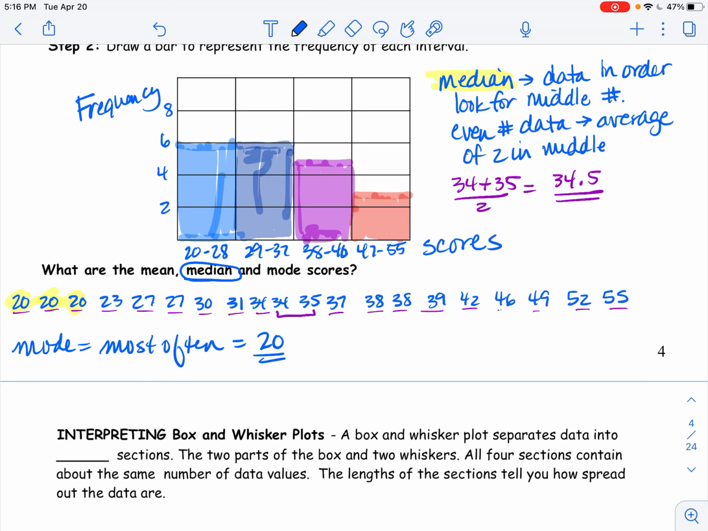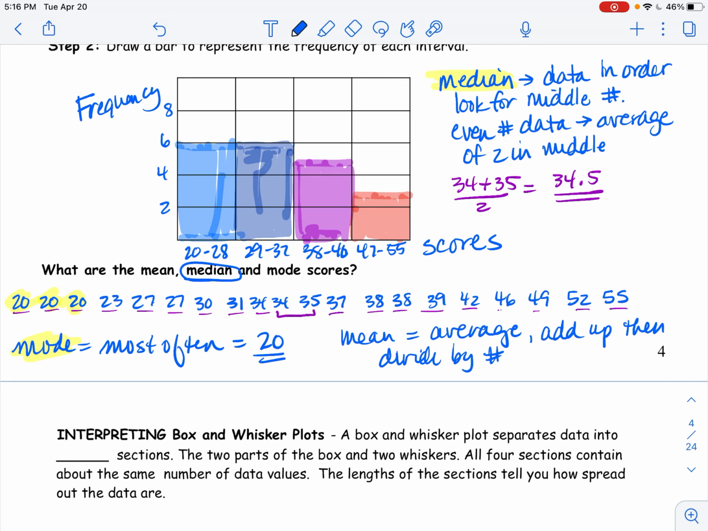And the last one is the mean, and that is our average. So we'll add them up and we'll divide by 20. In this case, 20 is the number of data, but if you had a different example, you would divide by the number of data. Okay, so if I add these up, I think it is 6.